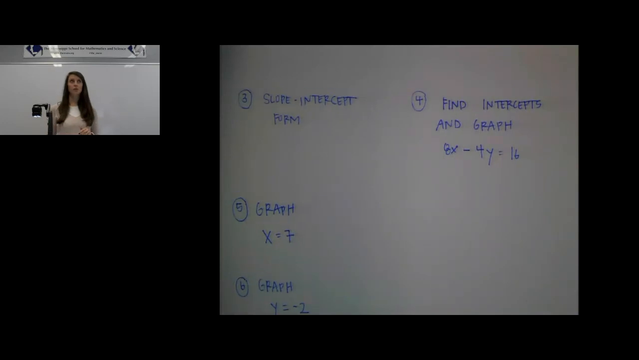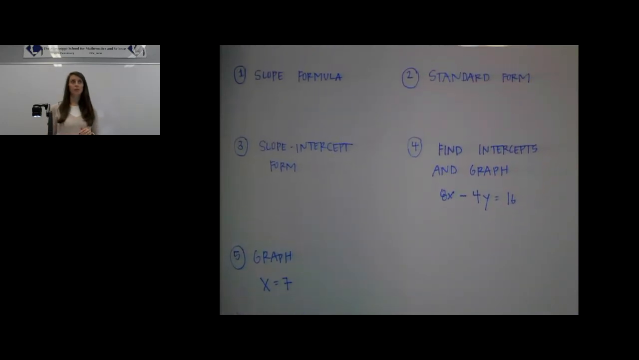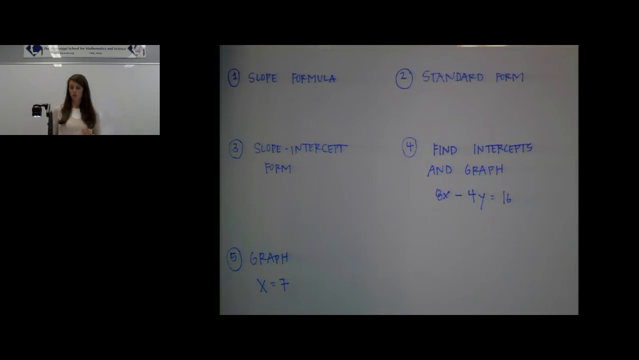And then, well, you may not be able to. Let's see, 5. Let's just do these 5 here, and then I'll pull up the 6th one. So I want you to tell me the slope formula, standard form, slope-intercept form, find the intercepts and graph, and then graph that equation there, x equals 7. So take a little bit of time and go through that.